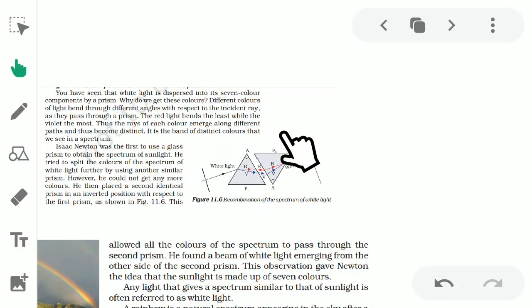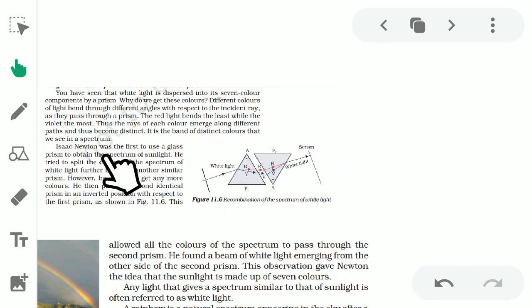Now here we will see the recombination of white light. Here the first prism is producing a spectrum. See, it splits up and you are getting the spectrum here. Then the second prism is placed inverted relative to the first prism. The split light enters into the second prism, and after that it recombines and you will get white light here. This shows that white light is composed of 7 colors.